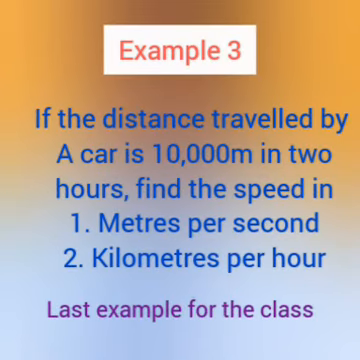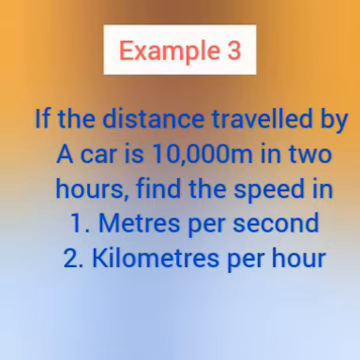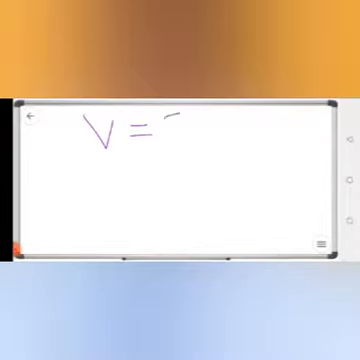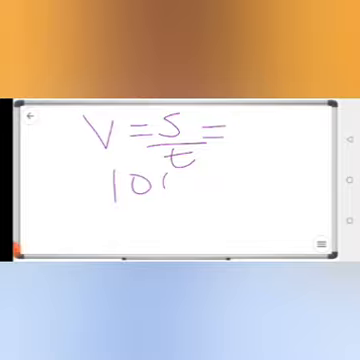Example 3. If the distance traveled by a car is 10,000 meters in 2 hours, find the speed in number 1, meters per second, number 2, kilometers per hour. To find the speed in meters per second, we will still be using the formula, but this time the distance will be in meters and the time in seconds. Now, it happened that the distance is 10,000 meters, so 10,000 divided by time. But our time is in hours, so we have to convert hours to seconds.